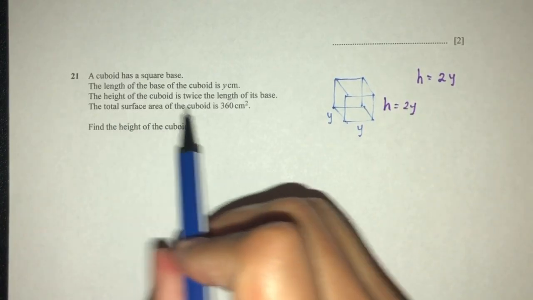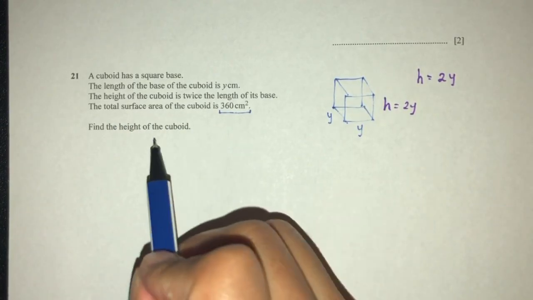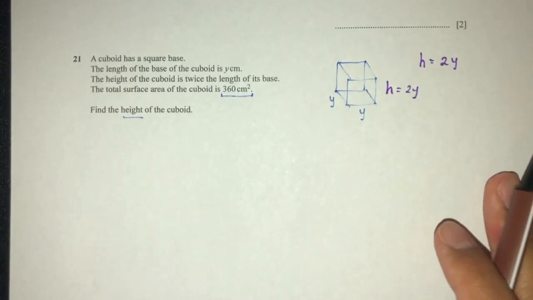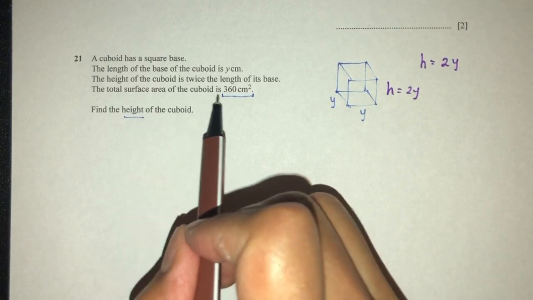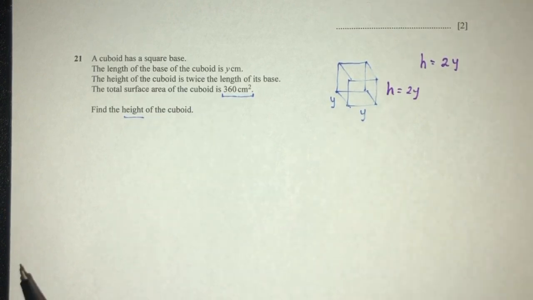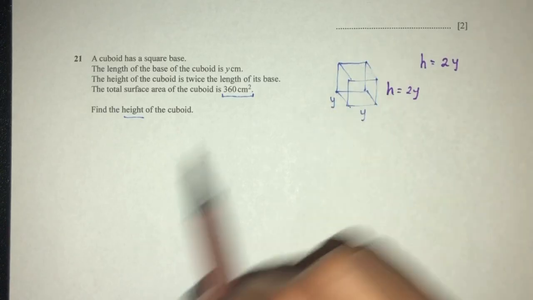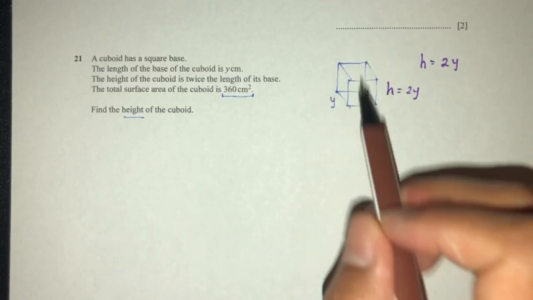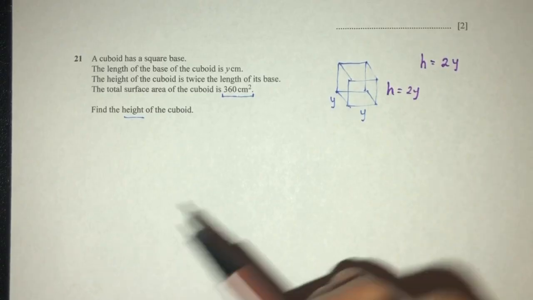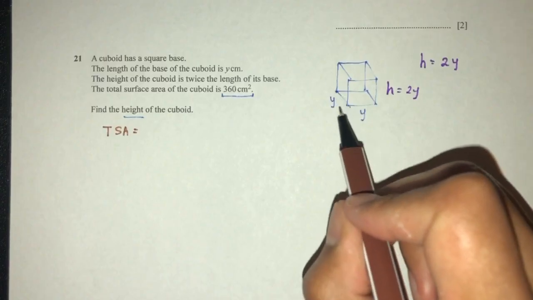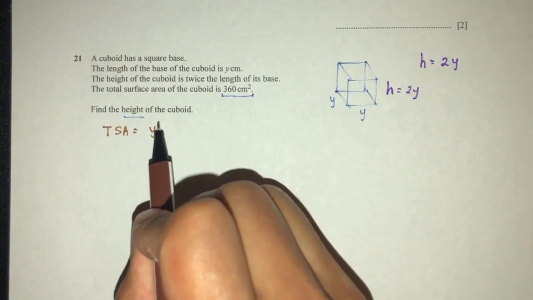Now the total surface area of the cuboid is given, and we have to find the height. How do you find the surface area of a cuboid? We count: 1 side, 2, 3, 4, 5, 6 sides. So let's find them one by one. Total surface area: first we have the base, that will be y times y, which is y squared.